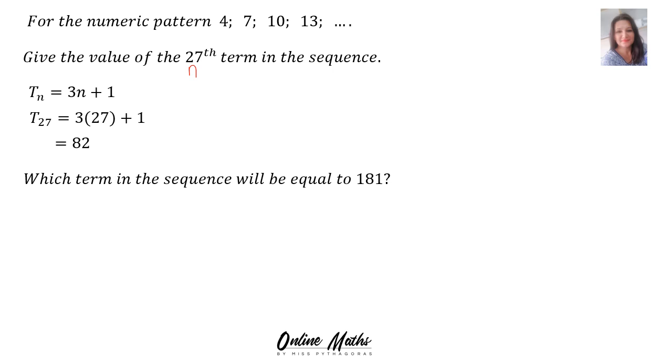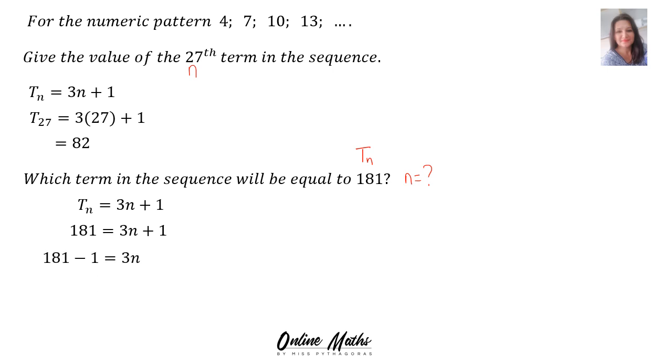Which term in the sequence will be equal to 181? So what are we asking now? Now I want you to work out n, which term, and 181 is Tn, that's the value. So into the formula for the general term, Tn is equal to 3n plus 1, in Tn's place 181, and we want to find the value for n.